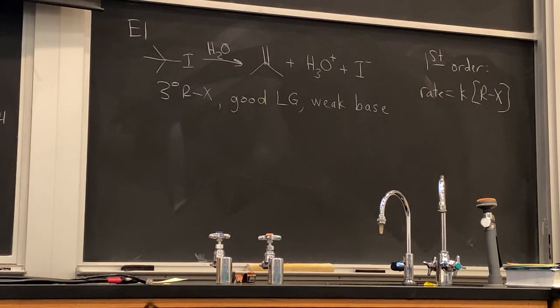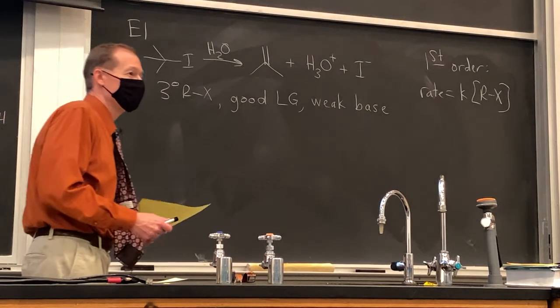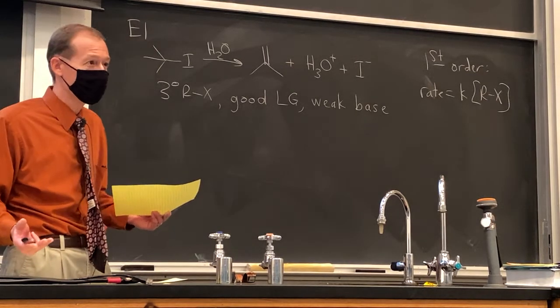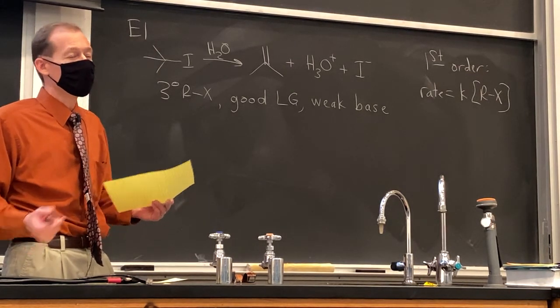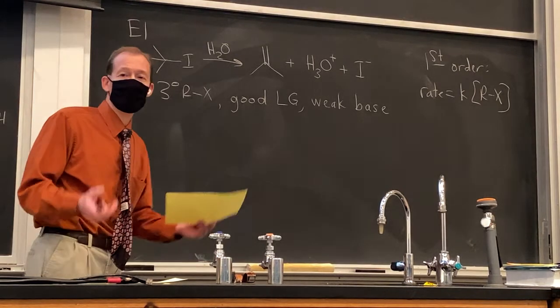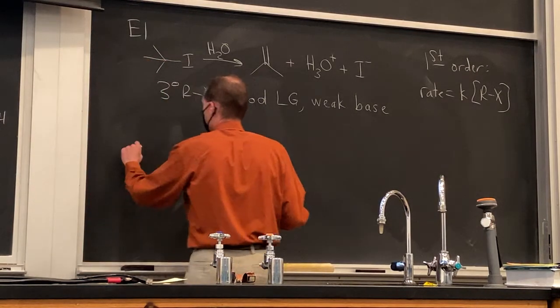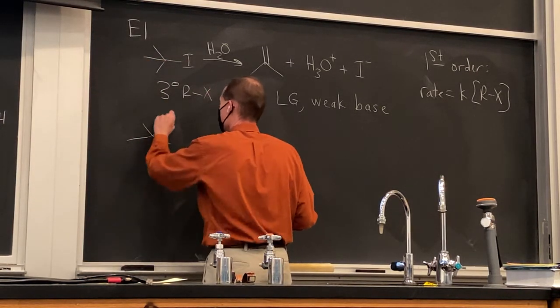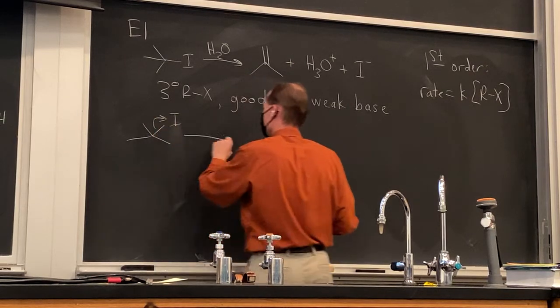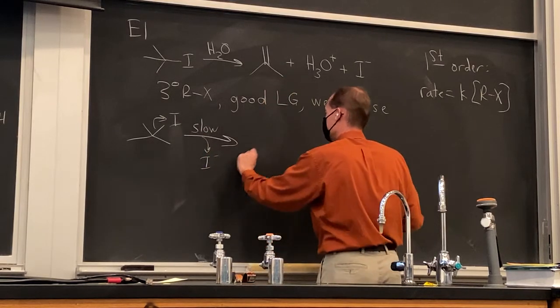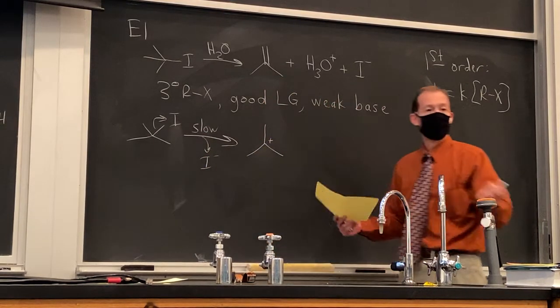So what does that tell us about our rate determining step? What do we think is happening in our rate determining step? Yes? Okay, so what kind of reactive intermediate will we be forming? A carbocation. So the only thing that can happen with just our alkyl halide is loss of the leaving group and formation of a carbocation. So that's what's going to happen first. That's going to be slow. Giving us a carbocation.